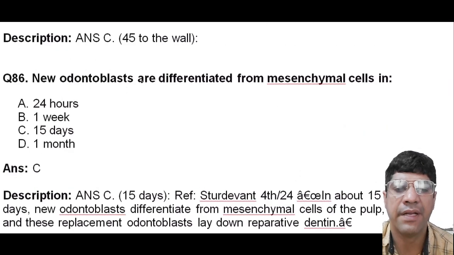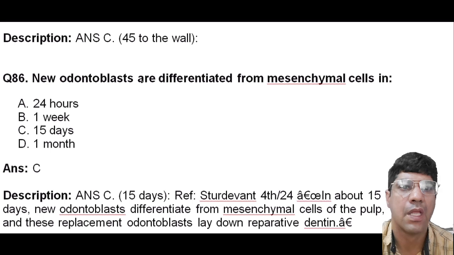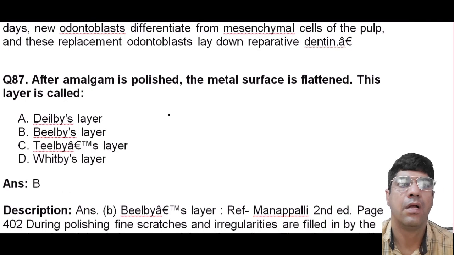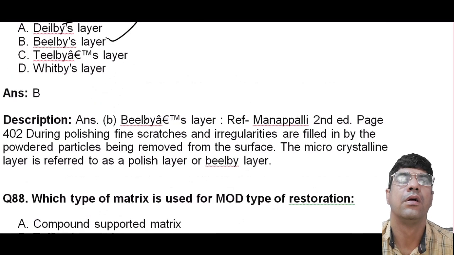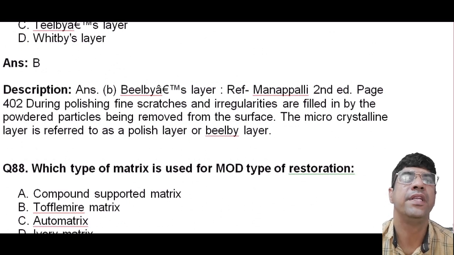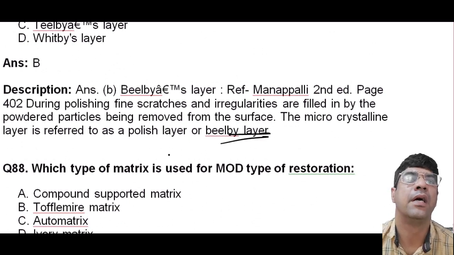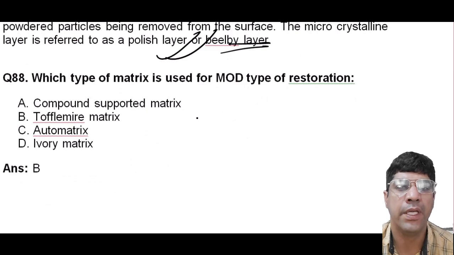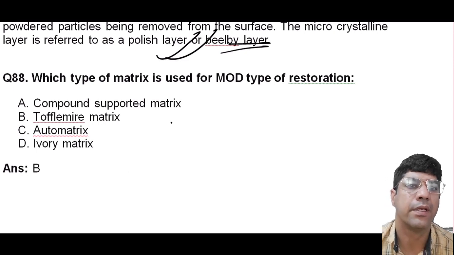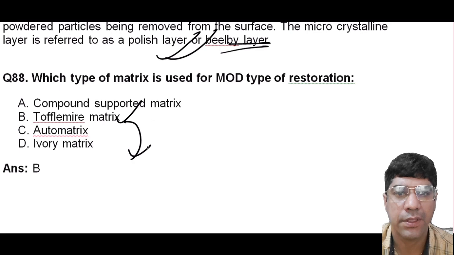New odontoblasts are differentiated from the mesenchymal cells in 15 days. After amalgam is polished, the metal surface is flattened. This layer is the Beilby layer. So the polished layer or Beilby layer is the answer. Which type of matrix is used for MOD type of restoration? It's the Tofflemire matrix. A simple question.